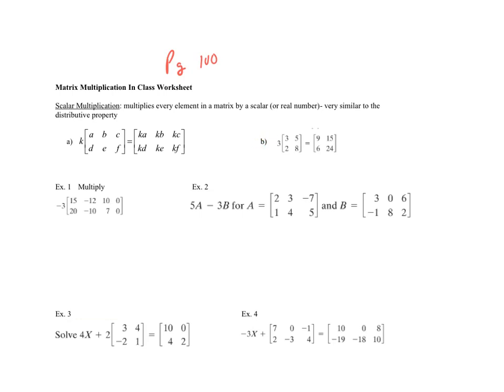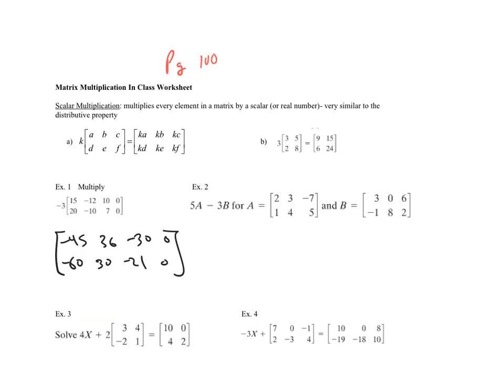Same with problem B here. It's 3 times the matrix 3, 5, 2, 8. So I'm going to take the 3 and multiply it to every single element of the matrix. You get 3 times 3 is 9, 15, 6, 3 times 8, 24. So if we practice that, example 1: negative 3 times that matrix. I'm going to multiply every element in the matrix times negative 3. So negative 45, 36, negative 30, 0, and then negative 60, 30, negative 21, 0.